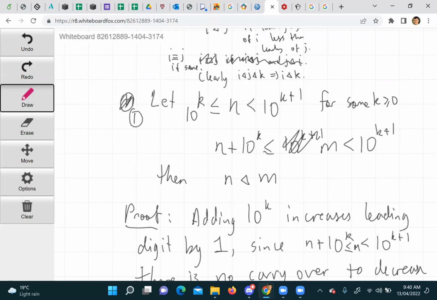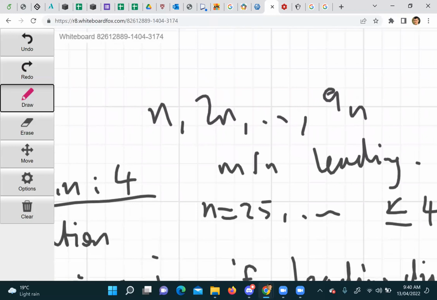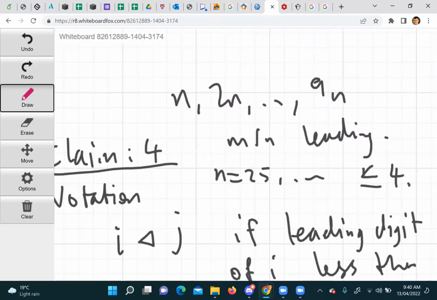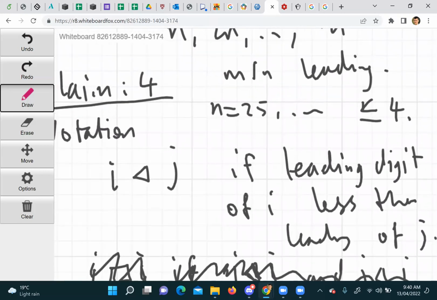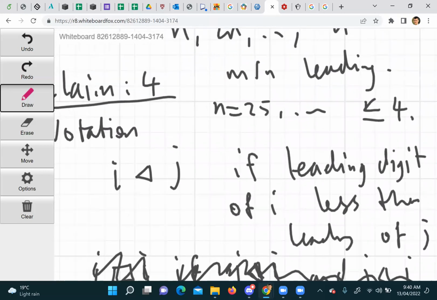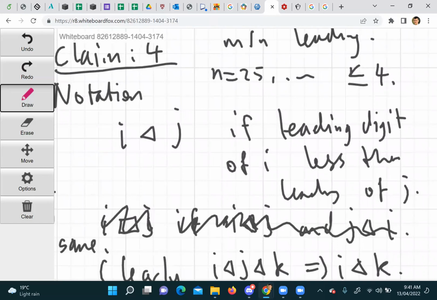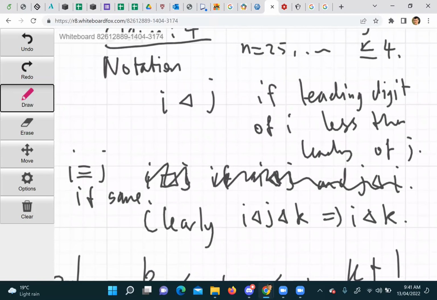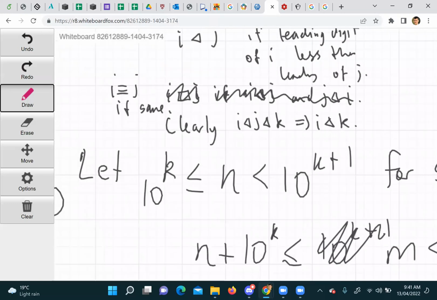So I guess we found a nice way to write this. So basically, do you remember the question? It's n to 9n, minimum number of leading digits. And the key is the proof, not the solving, I guess, especially for seniors. Okay, so we start with the claim is 4. And then we introduce notation. So we say i is less than j if the leading digit's less. That'll save a lot of headaches. And maybe congruent if the leading digit's the same. Okay, so it's clearly transitive.